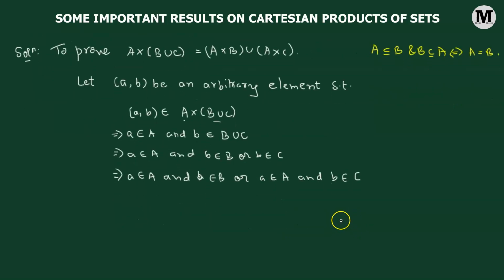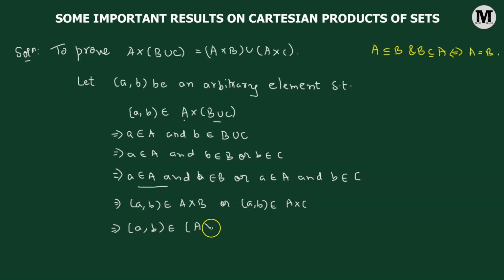Right. Which means we can now rewrite this statement A belonging to A and B belonging to B as the ordered pair A comma B belonging to the Cartesian product of A and B. Or we can say the statement A belonging to A and B belonging to C as the ordered pair A comma B belonging to the Cartesian product of A and C. Now when we combine the two statements, this simply means that we have the ordered pair A comma B belonging to the Cartesian product of A and B, or we can say the Cartesian product of A and C.